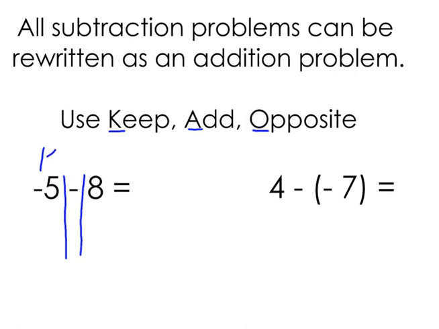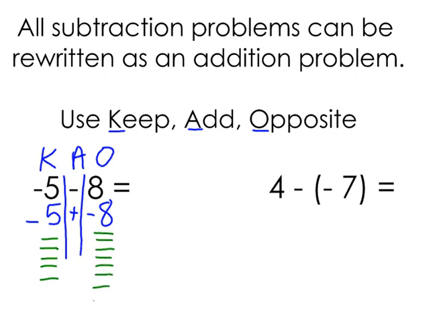Okay, the first integer we're going to keep, you're going to change your subtraction to addition, and you're going to do the opposite of 8, and the opposite of 8 is -8. So we have -5 plus -8. Those two represent the same problem, but sometimes it's easier to rewrite it as an addition problem rather than subtraction. Now that we've rewritten it, we have 5 negatives, and we're going to add 8 negatives for a total of 13 negatives. So -5 minus 8 or -5 plus -8 equals -13.